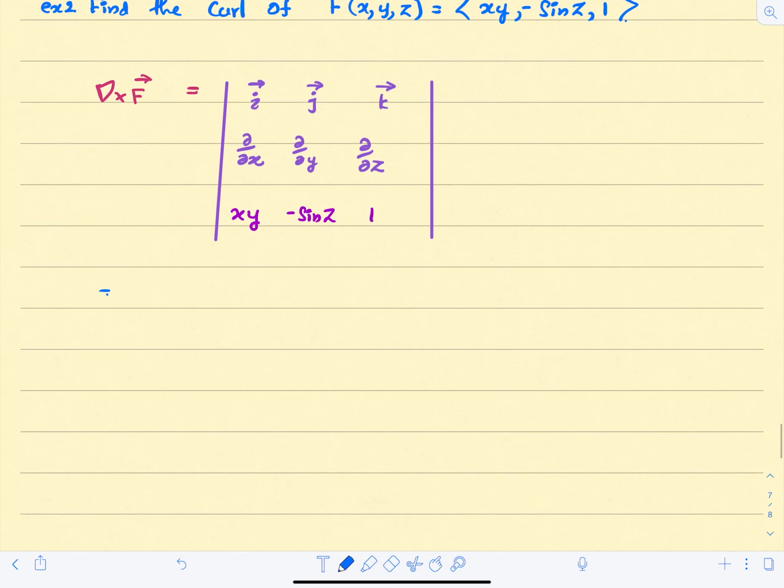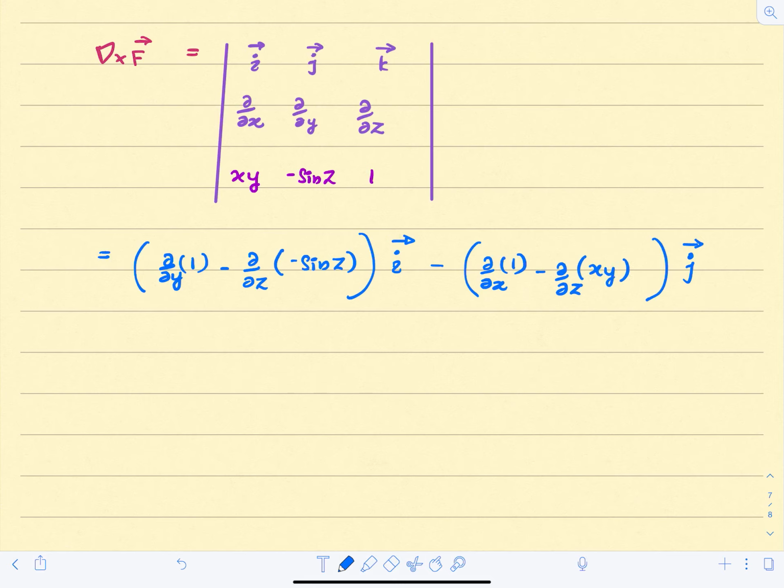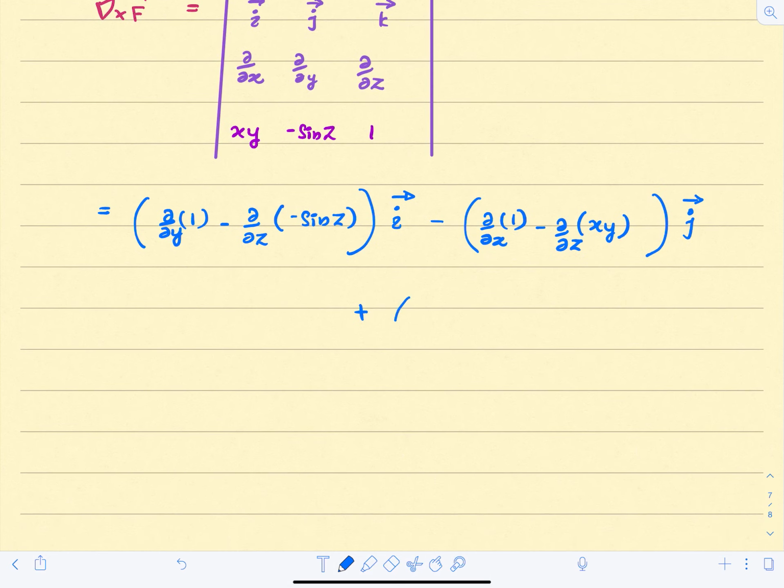Okay. If you take this cross product, you should get partial over partial y of 1 minus partial over partial z of minus sin z times vector i, minus partial over partial x of 1 minus partial over partial z of xy, plus partial over partial x of minus sin z minus partial over partial y of xy.